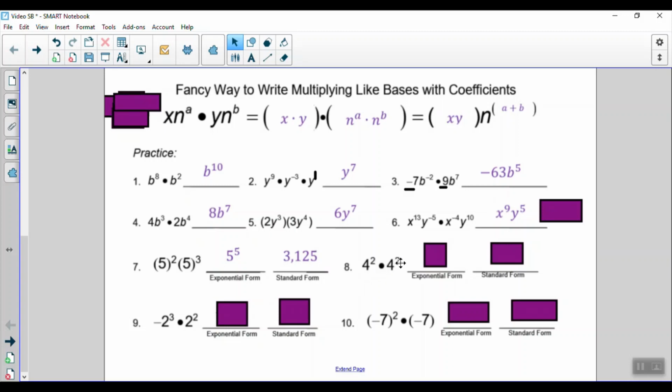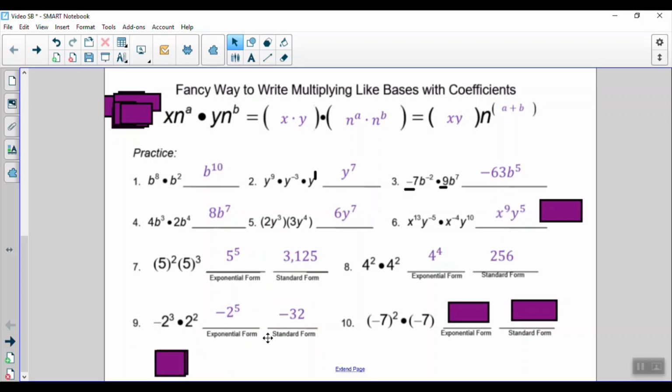4 squared times 4 squared, exponential form. 2 plus 2 is 4, so it'd be 4 to the 4th power. When we actually multiply that out, it'd be 256. Exponential form down here, we have negative 2 to the 3rd times 2 squared. 3 plus 2 is 5. And we'd keep our base, but we want to keep the negative in front. So base is 2, but we have one negative, so we got to keep that there. So then our standard form is negative 32.